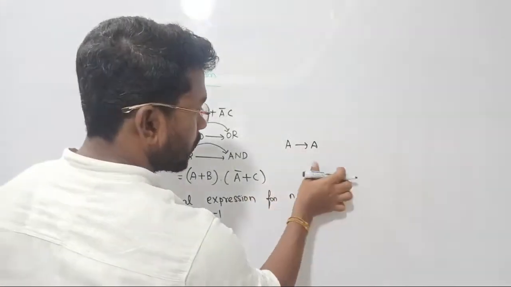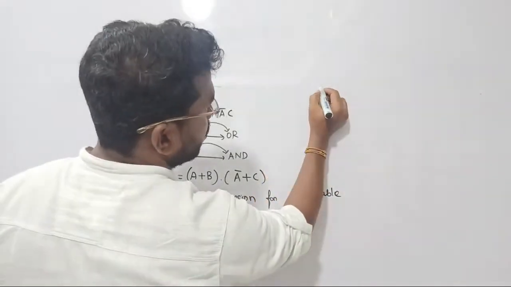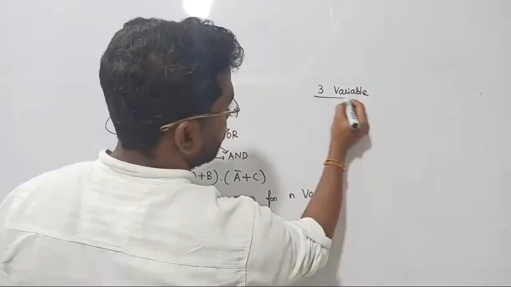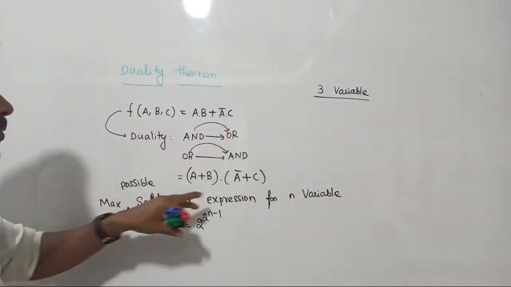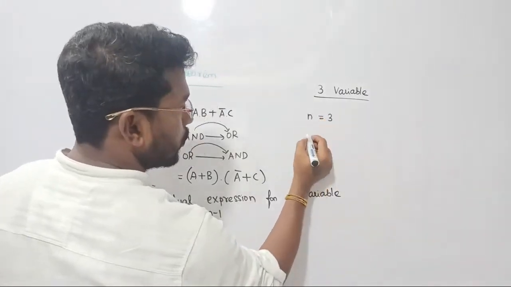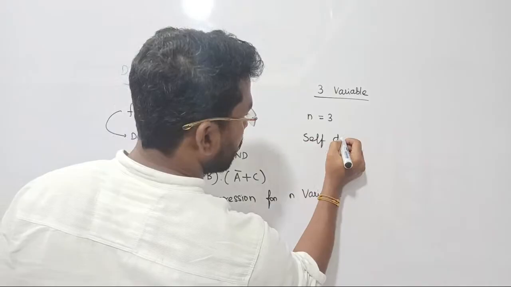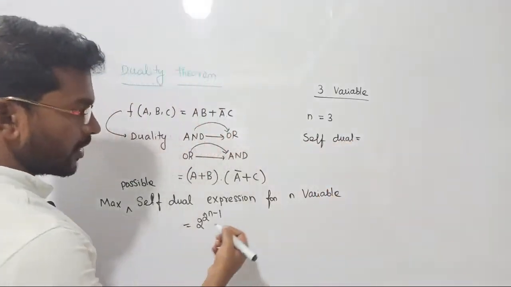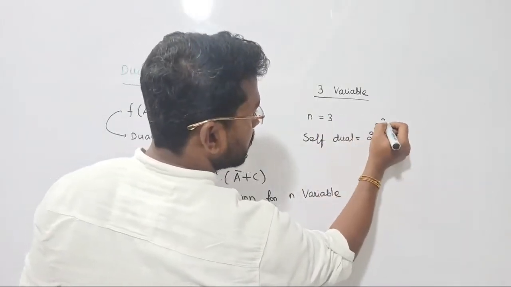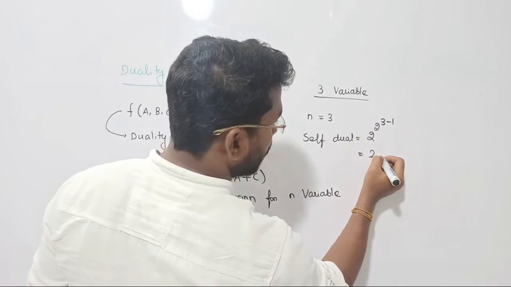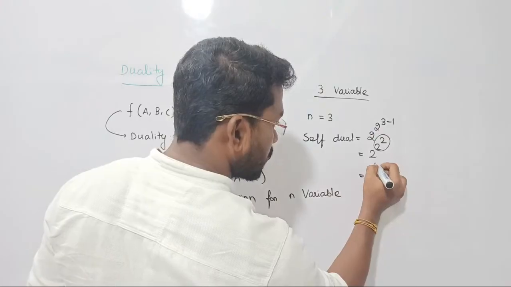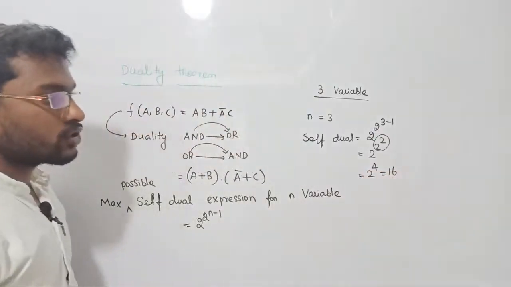Now for an example, I have a 3 variable boolean expression, right? For a 3 variable logical expression, what is the maximum possibility of self dual expressions? For 3 variables, n denotes 3, right? So the possibility of self dual expressions is 2 power n replaced by 3, such that 3 minus 1 will become 2, so 2 power 2. See there, 2 square will be 4, so it can be written as 2 power 4, which is equal to 16. So what is the conclusion here?